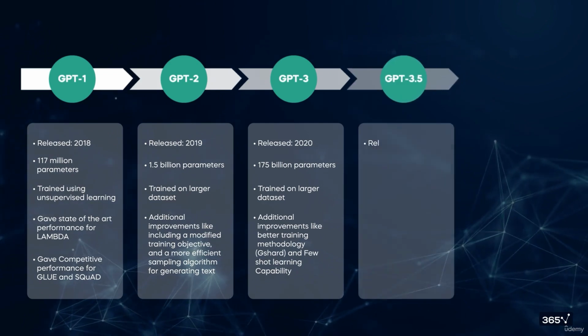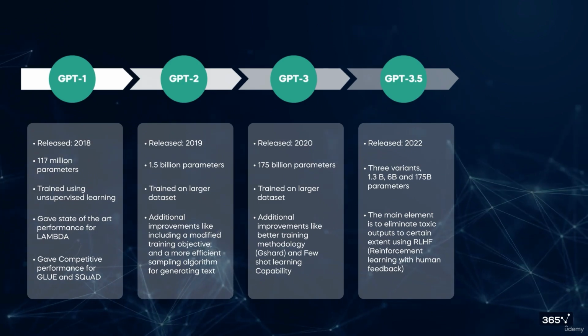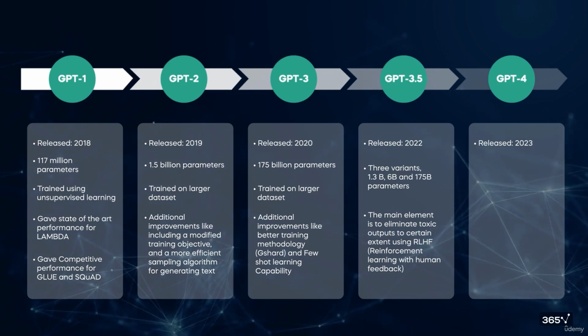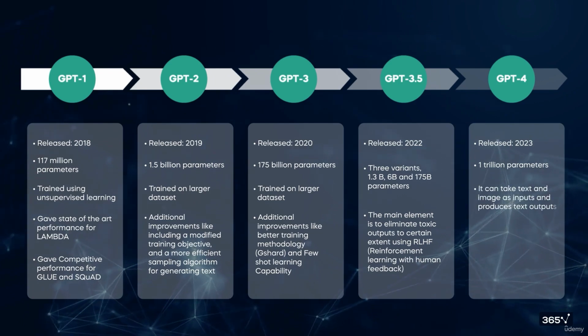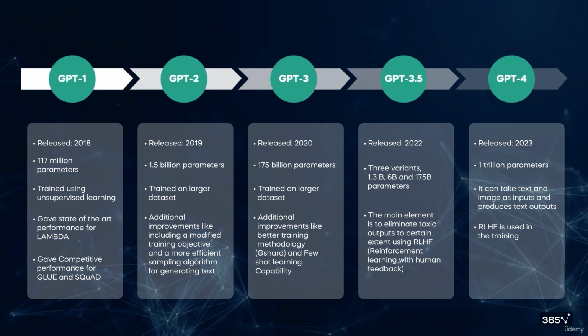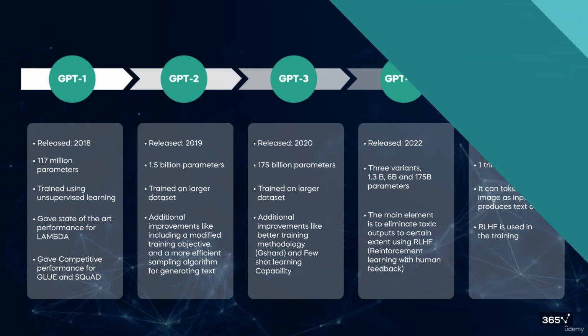By 2022, we were at GPT 3.5, and now in 2023, we have GPT-4. GPT-4 is absolutely massive in scale at 1 trillion parameters and represents the pinnacle of OpenAI's research in large language models, at least at the time of creating this course.